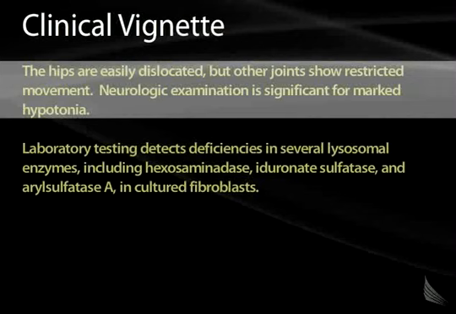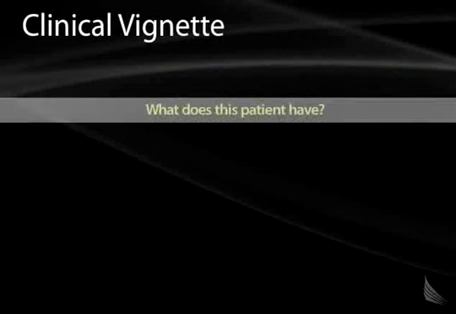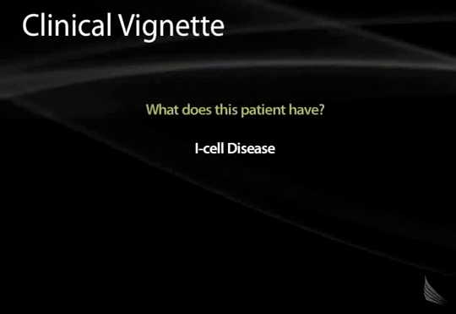When you do a neurologic examination, you notice that his muscles are markedly hypotonic. Laboratory testing detects deficiencies in several lysosomal enzymes, including hexosaminidase, iduronate sulfatase, and aryl sulfatase A, when you culture fibroblasts from this patient's skin. What is the disease that this patient has? Well, this patient has a defect in lysosomal trafficking, which we call I-cell disease.